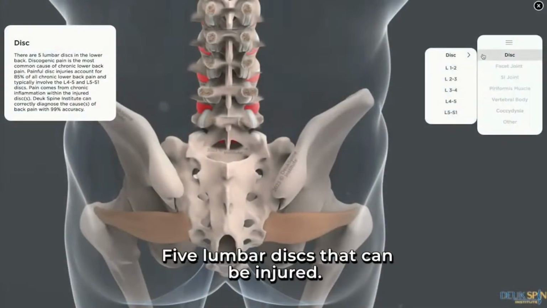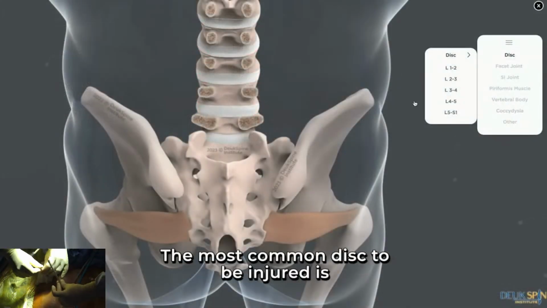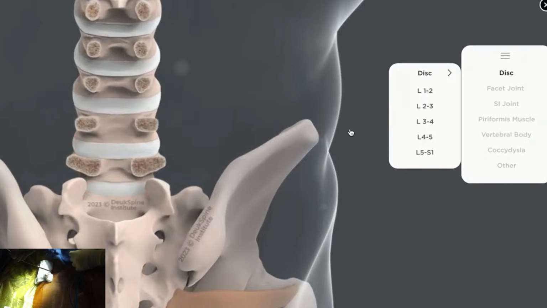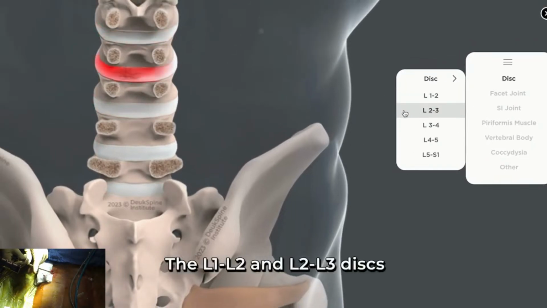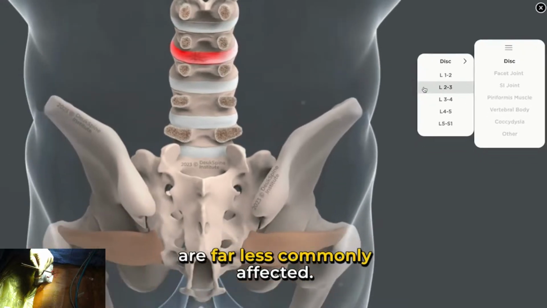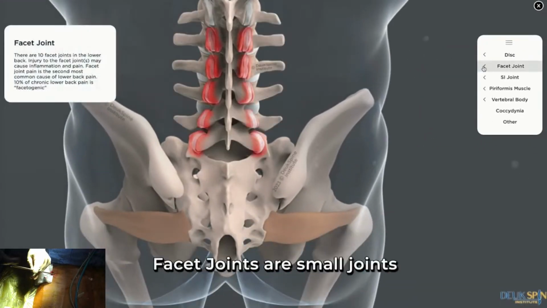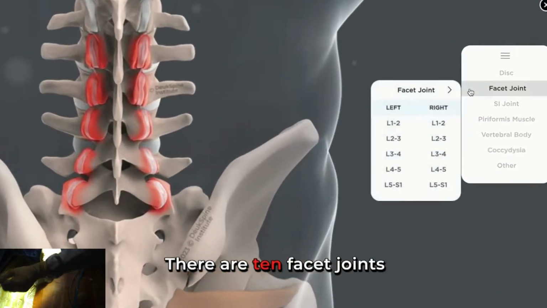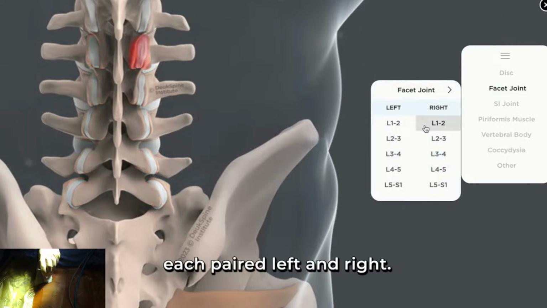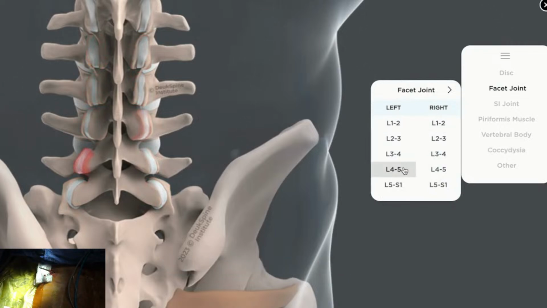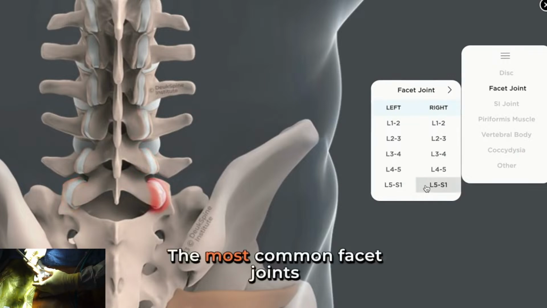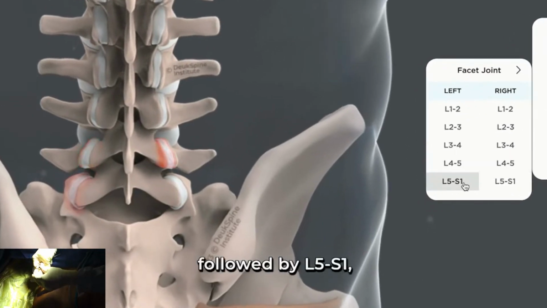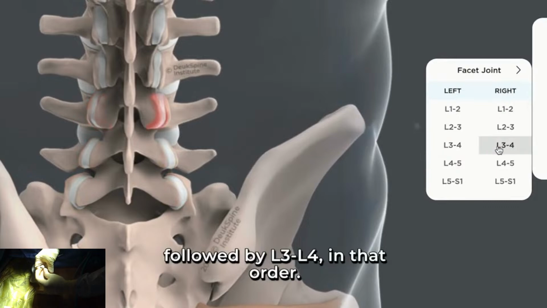Let's take a look at the 5 lumbar discs that can be injured. The most common disc to be injured is L4-5, followed by L5-S1, then L3-4. The L1-2 and L2-3 discs are far less commonly affected. Next, we have facet joints. Facet joints are small joints located behind the discs in the back of the spine. There are 10 facet joints, each paired left and right, L1-2, L2-3, L3-4, L4-5, and L5-S1. The most common facet joints to cause chronic back pain are L4-5, followed by L5-S1, followed by L3-4, in that order.